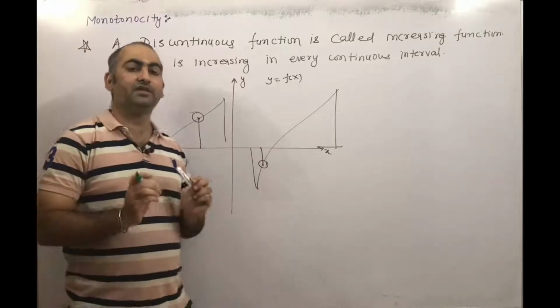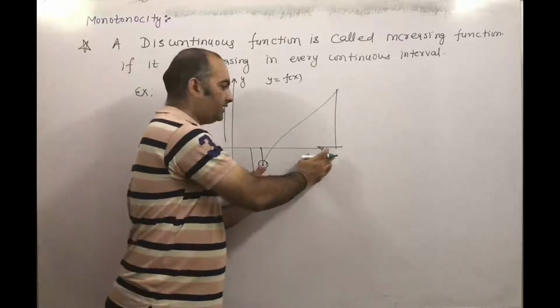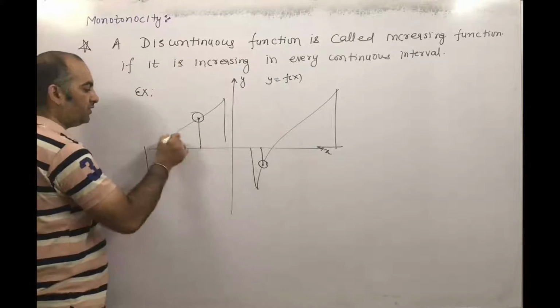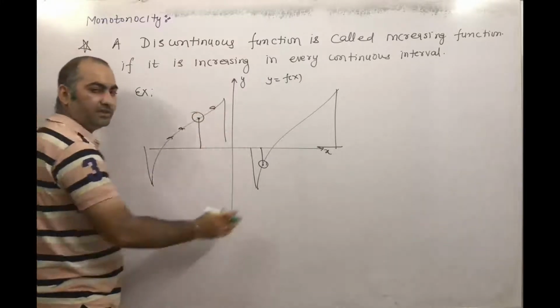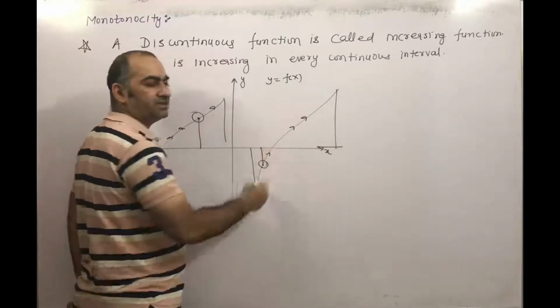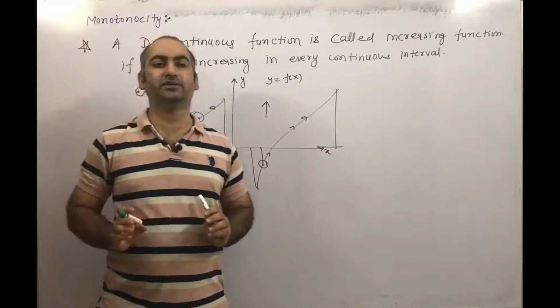So a function is called increasing function if in this interval this function is increasing and in this interval it is increasing, then we can say function is increasing function. So you can see if I increase the x value, y value is increasing. Similarly in this interval also, if you increase the x value, y value is increasing. So this function is called increasing function. Okay, same definition for decreasing also.